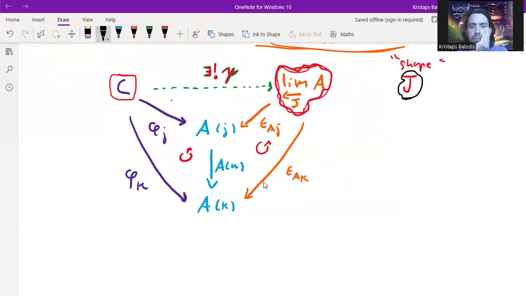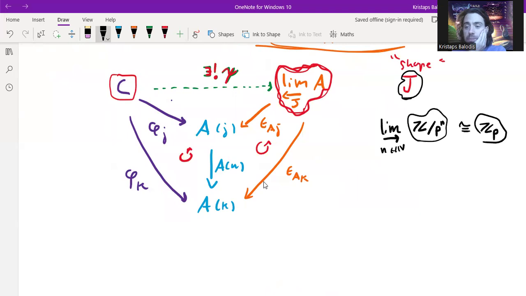So I swear I'm going to write my arrows wrong, but maybe this is one I'll touch on in a future video. But for example, if you take the limit over Z mod p to the n, over all n in N, what do you get? Well, you get the so-called p-adic integers. I don't mean the integers mod p when I write this. I always write my integers mod p like this.